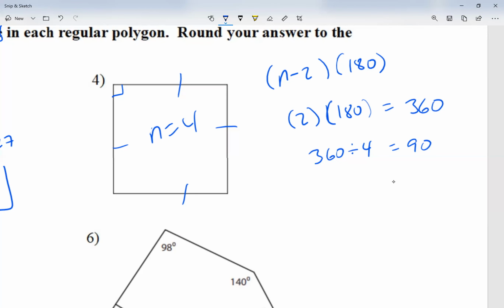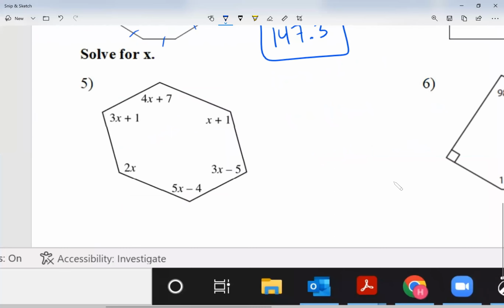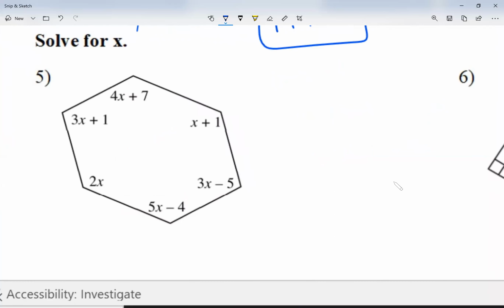Now, let's take a look at number 5. Here it says solve for x. Now, here it is not a regular polygon. I see the angles on the inside are different. Some of them are bigger than the others. So let me solve for x. What I'm going to do, let me add everything. I know adding basically means combine your like terms. So let me combine these. 3x plus 4x plus 1x plus 3x plus 5x plus 2x. I'm combining the x's first. That's going to give me 18x.